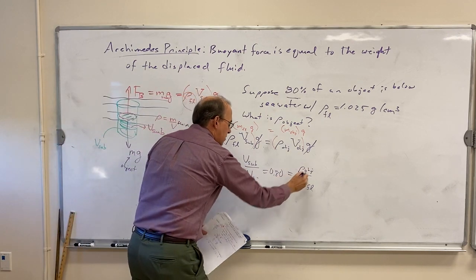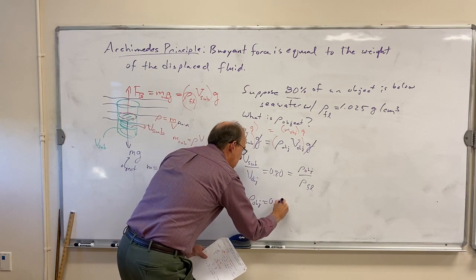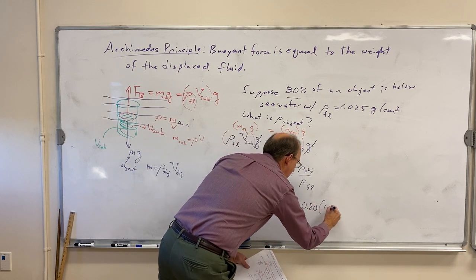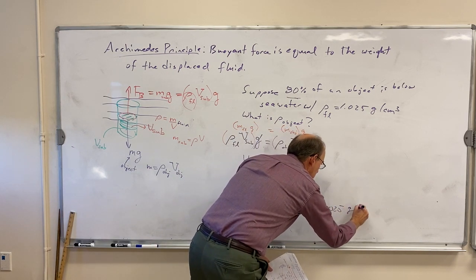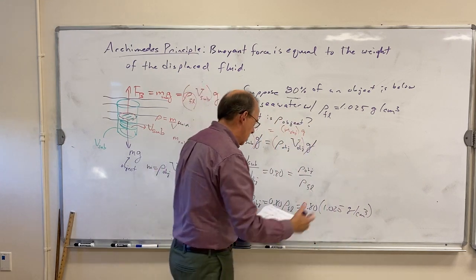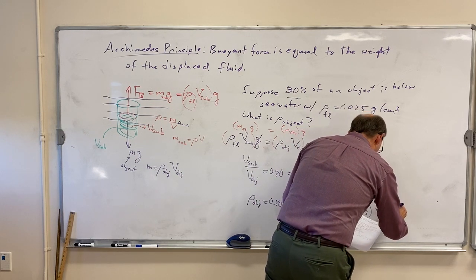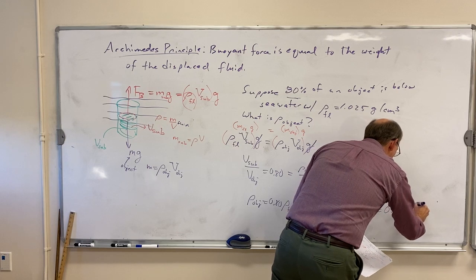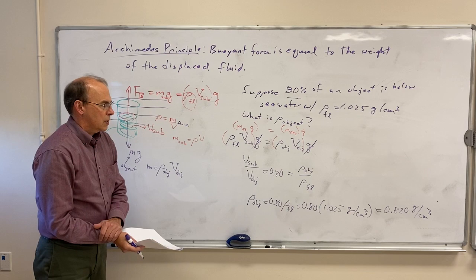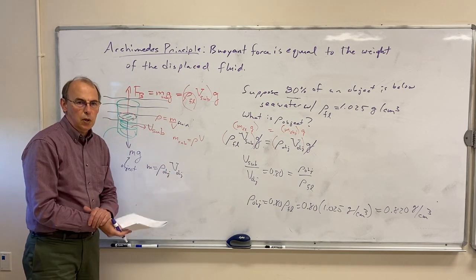So we can solve this for rho of the object. Rho of the object is then 0.8 rho of the fluid, which is 0.8 times 1.025 grams per cubic centimeter. That's a typical density of seawater. Seawater density varies depending on where you are. It's typical. So that's 0.820 grams per cubic centimeter. And we never had to know actually how big the object was. We just had to know how much of it was below the surface.